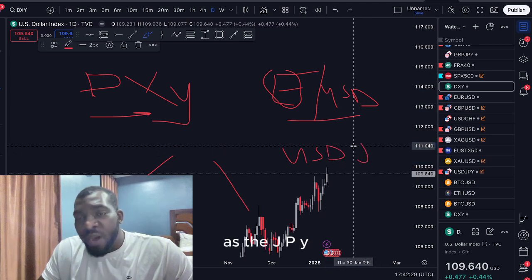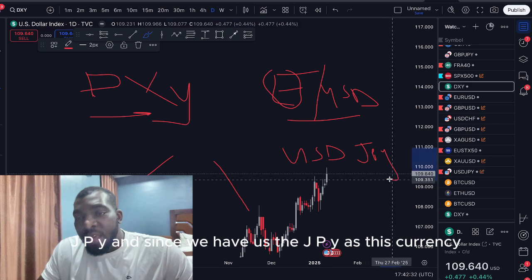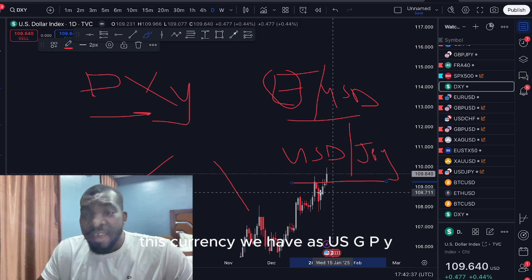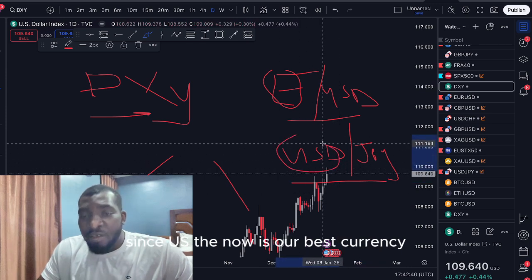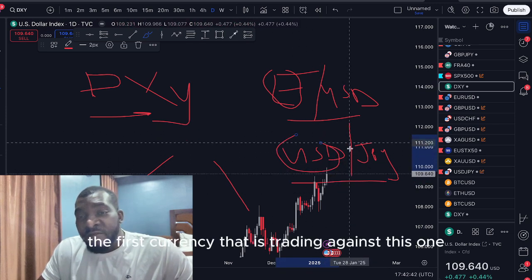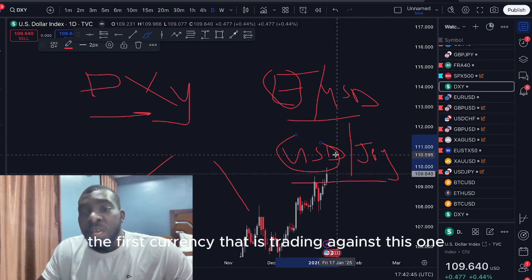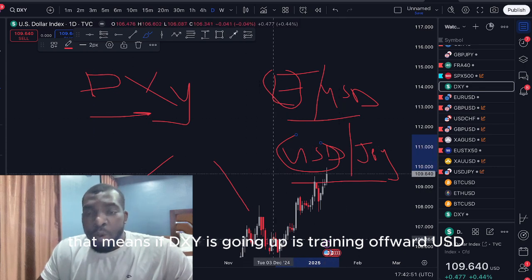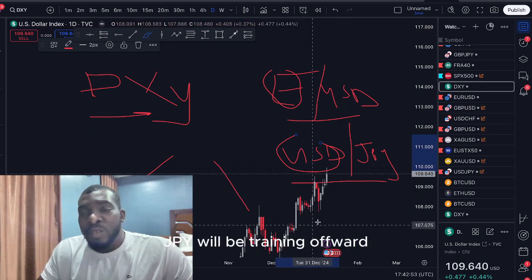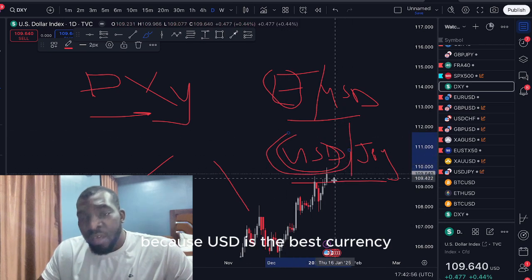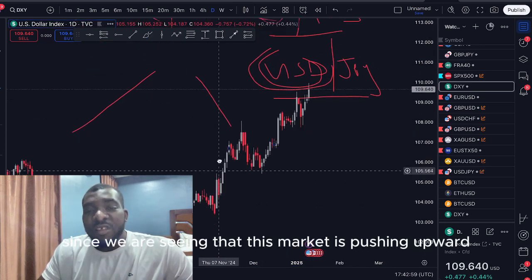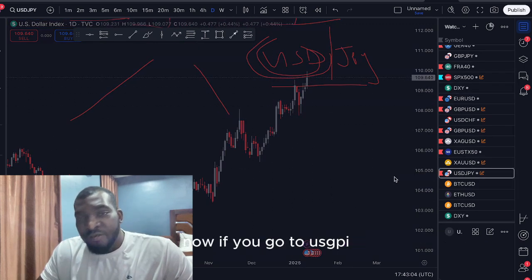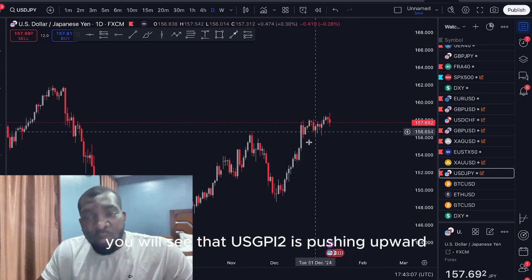Now, let's say, for example, we have USD/JPY. Since USD is the base currency, which is the first currency trading against the other one, if DXY is trending upward, USD/JPY will be trending upward, because USD is the base currency, just as we are seeing here on this market. Since this market is pushing upward, let's see what USD/JPY is doing. If you go to USD/JPY, you will see that it too is pushing upward.